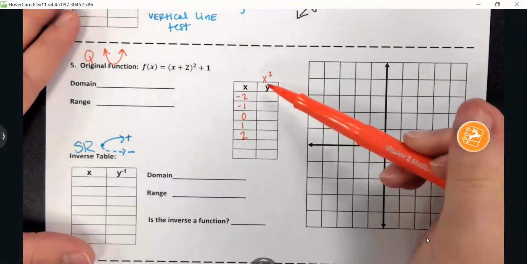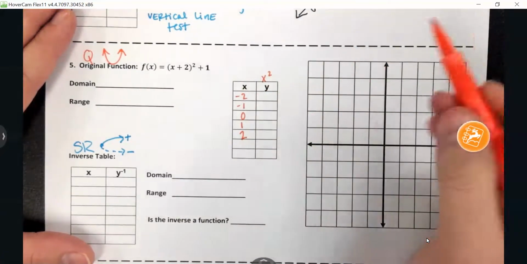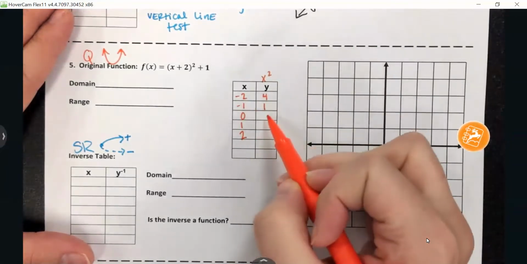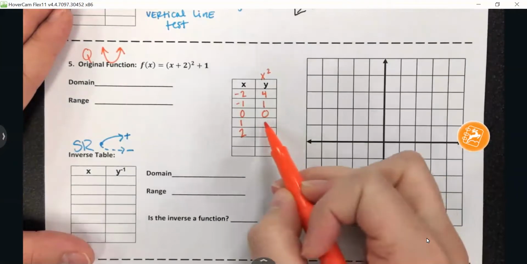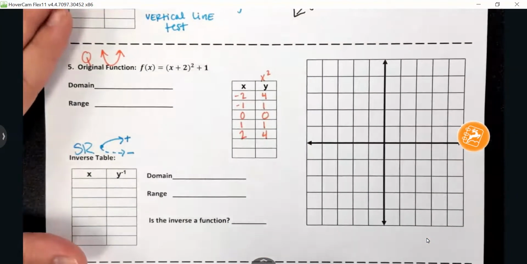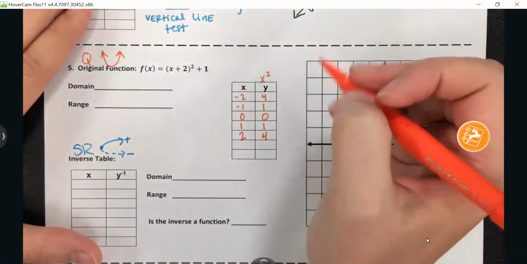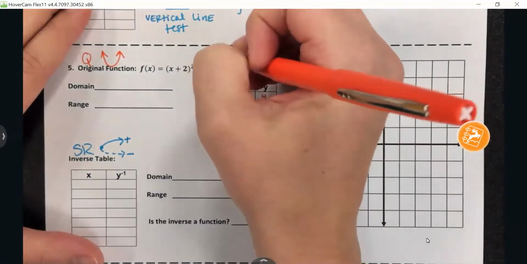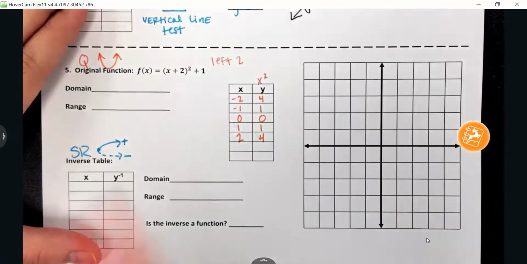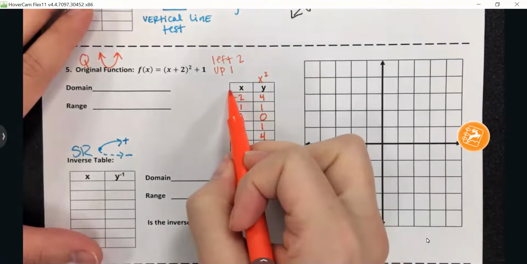And if I have x squared, what are my y values? What is -2 squared? 4. What's -1 squared? 0 squared, 1 squared, and 2 squared. So let's put on my transformations. What does a +2 on the inside mean? It went left 2. What does a +1 on the outside mean? Up 1, thank you. Put those on your table.